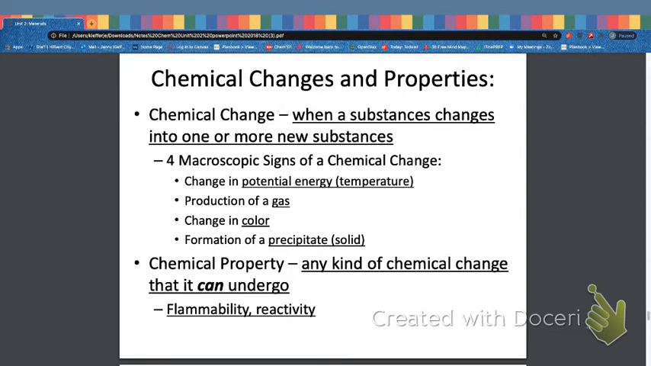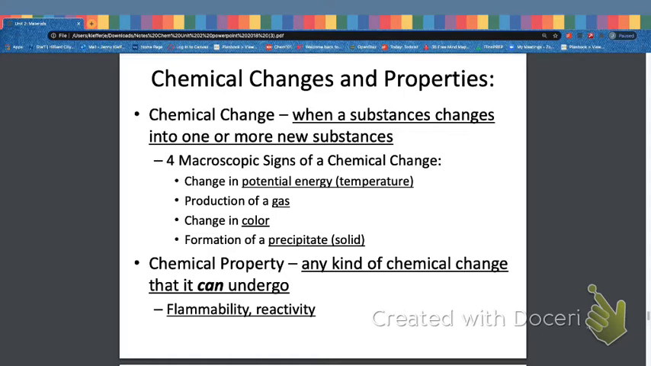Another example is a change in color. This is not like if I take red food coloring and I put it in a beaker of water and the water turns red, because the red was already in the food coloring. This is if I have two clear, colorless liquids and I mix them together and all of a sudden they're pink. Okay, that's a color change that shows that a chemical change is occurring.